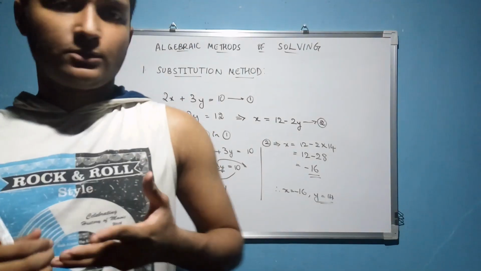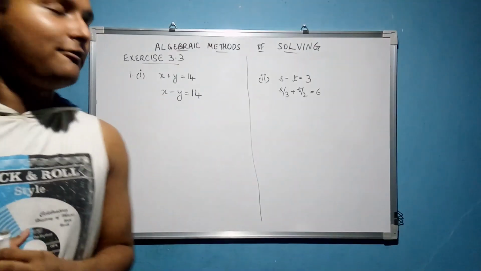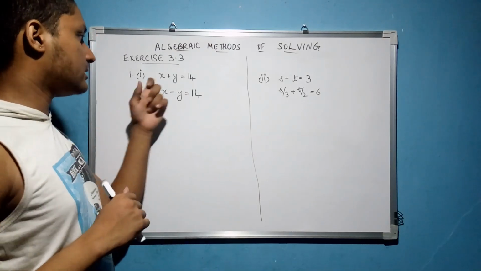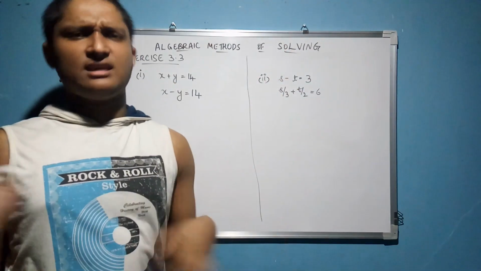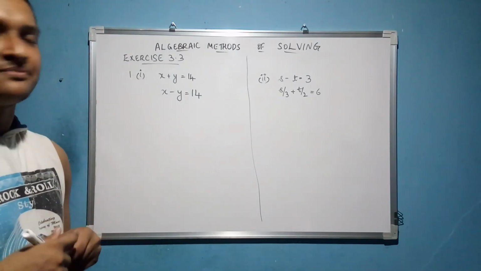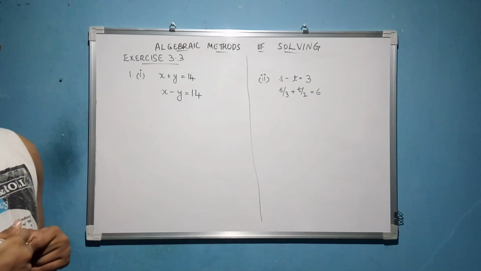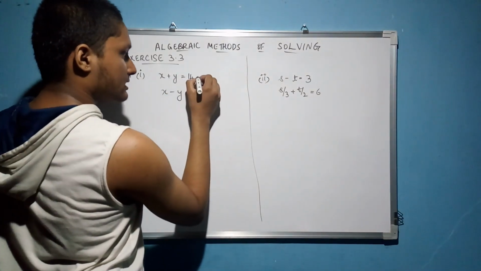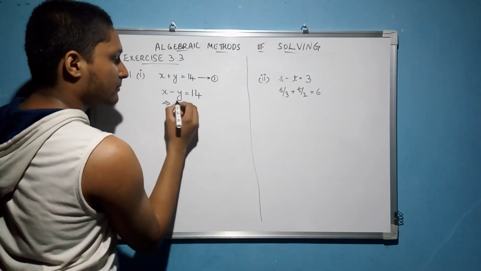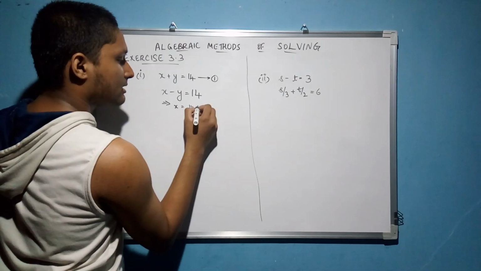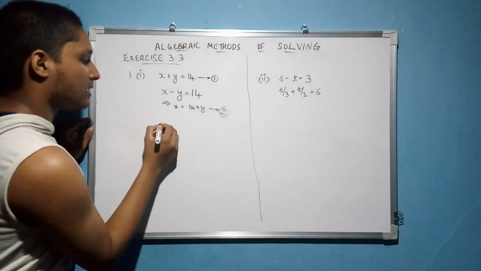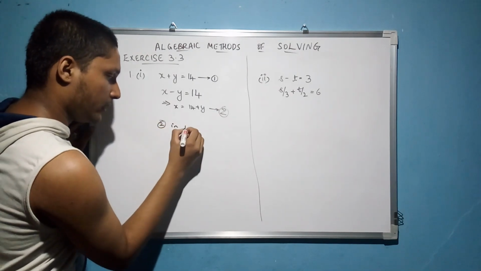Okay, next we'll move on to the exercise. You have exercise 3.3. In the first question you are just asked to solve for the given variables. Here it is x and y, elsewhere you have s and t, and it could be any two variables. The first question is x plus y is equal to 14 and x minus y is equal to 14. Let me mark this as the first equation. I'll bring x in terms of y, because this becomes 14 plus y. It is direct. This is equation 2.